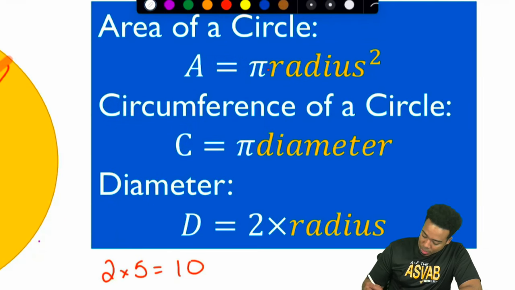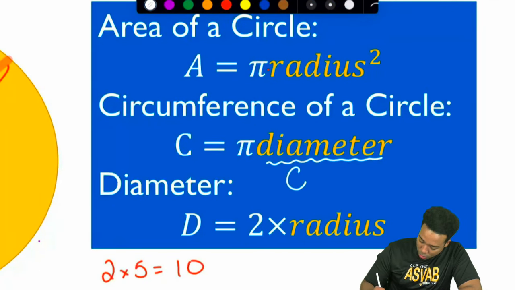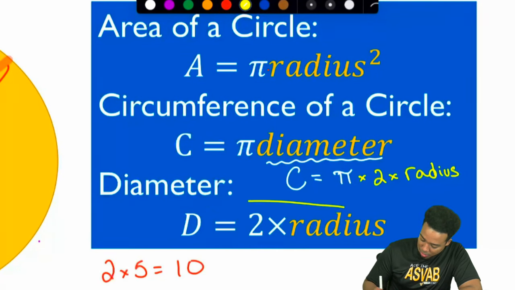I'm going to use white. So what I'm saying is you can replace the diameter right over here. You can say you have circumference equals pi times 2 times the radius, because again, the diameter is double the radius.